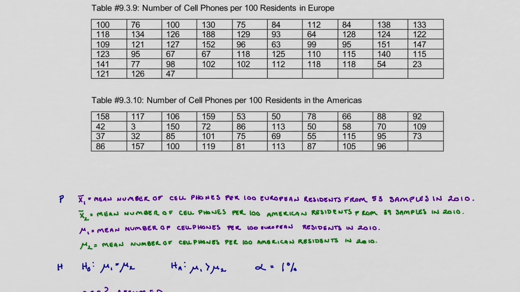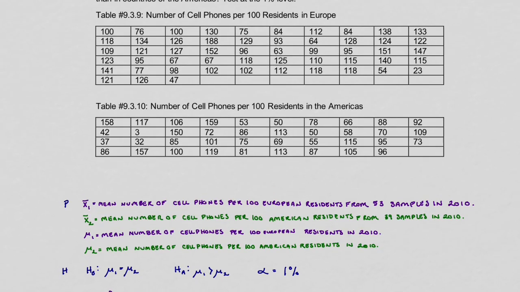So moving right along, we have our null hypothesis, alternative hypothesis, and our level of significance. So as before, we are going to believe that the mean number of cell phones per 100 residents in Europe is going to be the same as the mean number of cell phones per 100 individuals in the Americas.